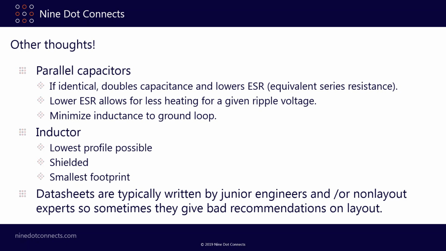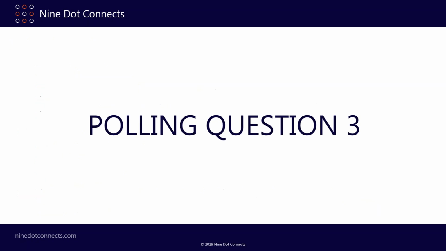So in closing this section, I want to bring this up because it is important for you all to understand this. Data sheets are typically written by either junior engineers or engineers that are non-layout experts. Sometimes they can give you bad recommendations on the layout. So don't always assume that the data sheet is giving you exactly what you need. Just be aware of the proper techniques and then take the recommendations with a grain of salt. And if you see something that seems really weird, then just take the time to research it.